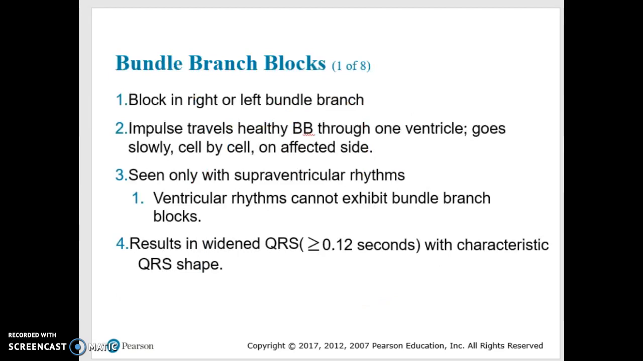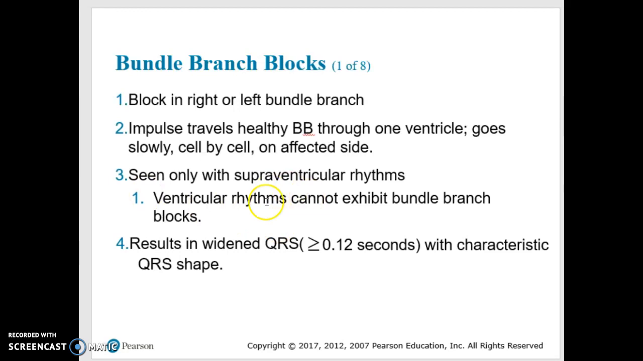So first we're going to talk about bundle branch blocks in general. These are seen with only supraventricular rhythms. And remember, when we talk about supraventricular rhythms, we're talking about rhythms that occur in the sinus node and in the atriums. We're not talking about rhythms that originate in the ventricle. Remember, supra means above the ventricle. So it can be a sinus rhythm, it can be an atrial rhythm, it can be a junctional rhythm. Anything that's happening above the ventricles is what we're referring to when we talk about a supraventricular rhythm here.